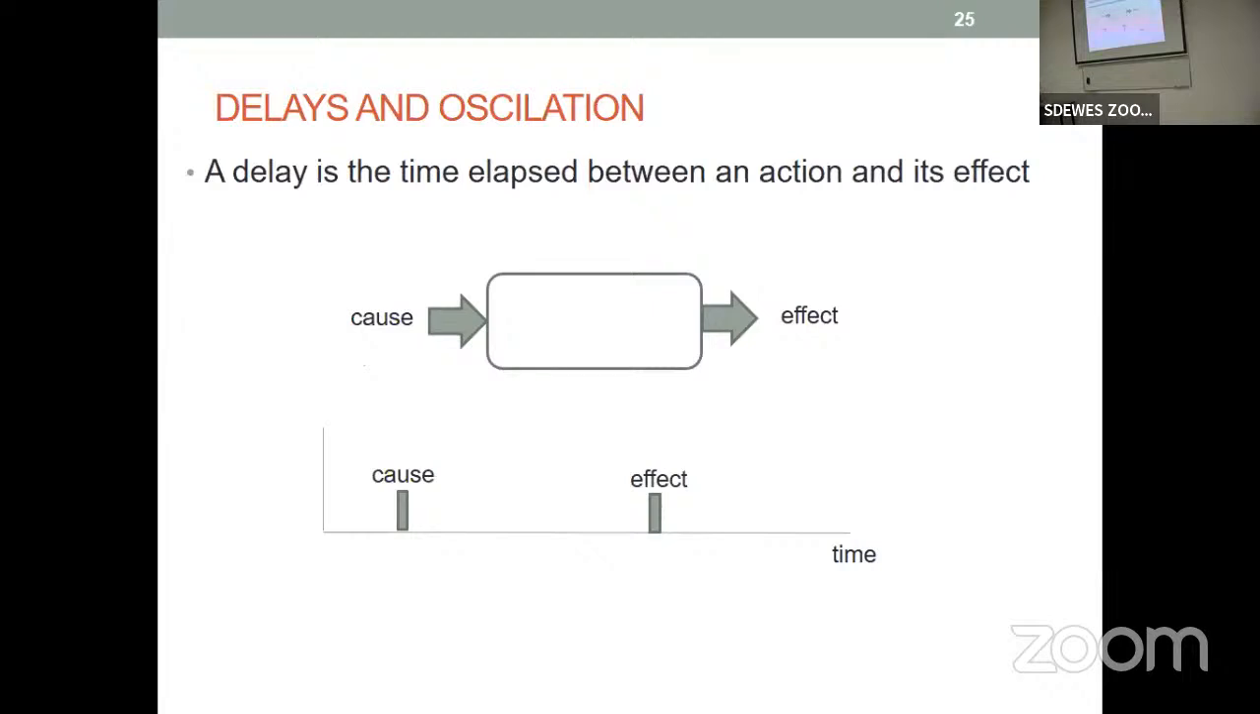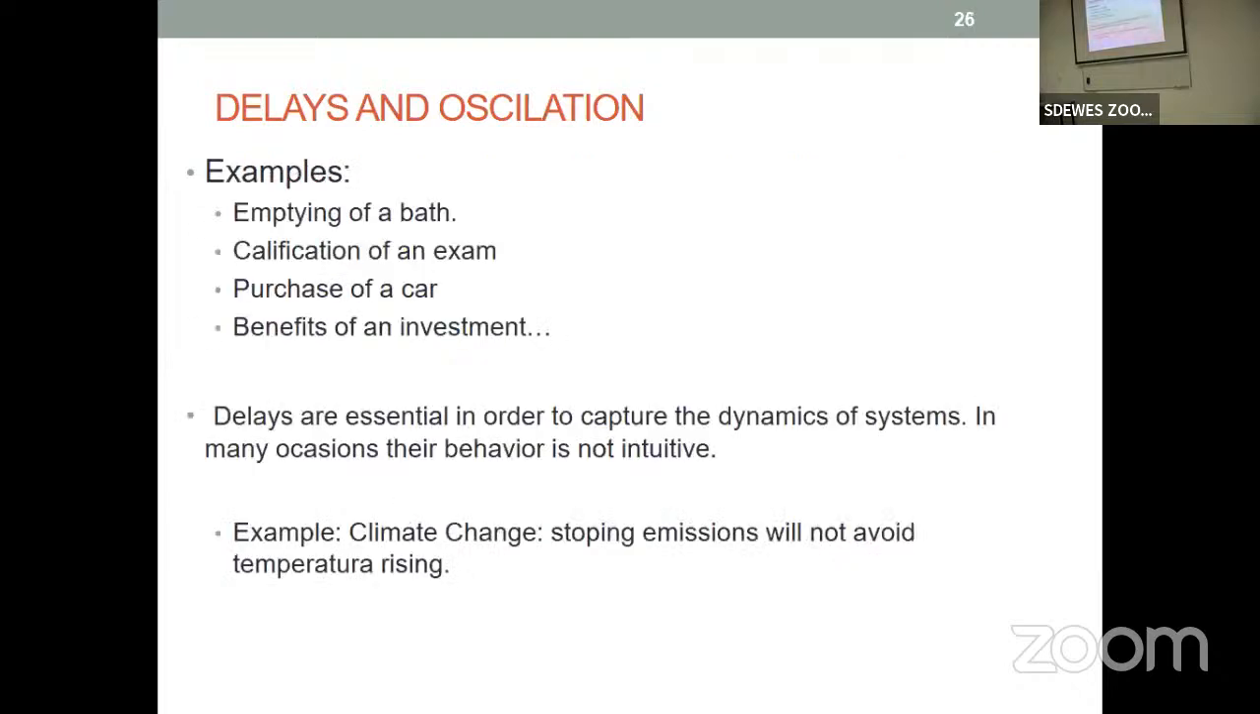So the next behavior is the oscillation behavior. Oscillation may be due to different situations, but the most common is delays. A delay is just the time lapse between an action and its effect. So we have an action that is a cause, and there will be an effect. Okay, but there is a time delay between both. This kind of delay is very common in many systems. Some of them I have already explained.